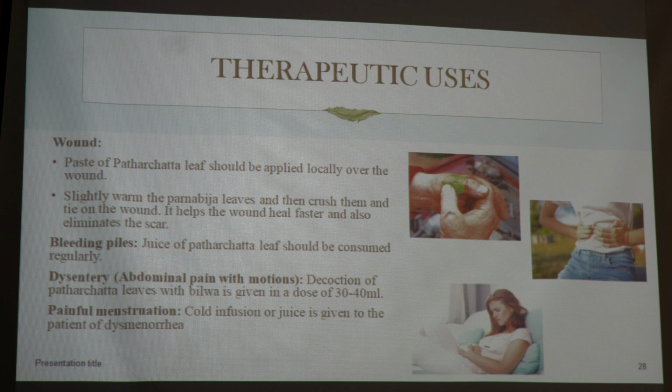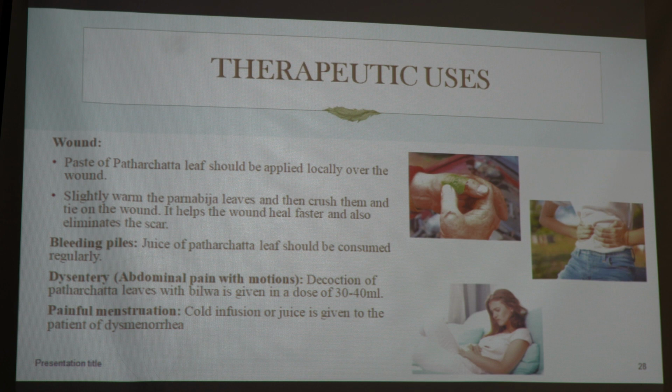Therapeutic uses of Pathar Chata are: first is wound. Paste of Pathar Chata leaf should be applied locally over the wound. Or you can slightly warm the Pathar Chata leaf, then crush it and tie it on the wound. It will help the wound to heal faster and also eliminate the scar.